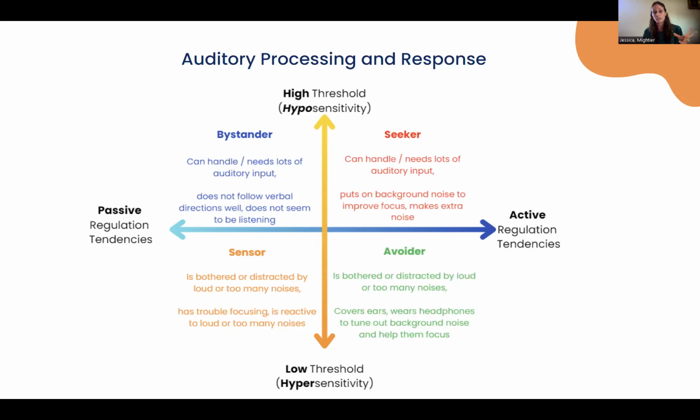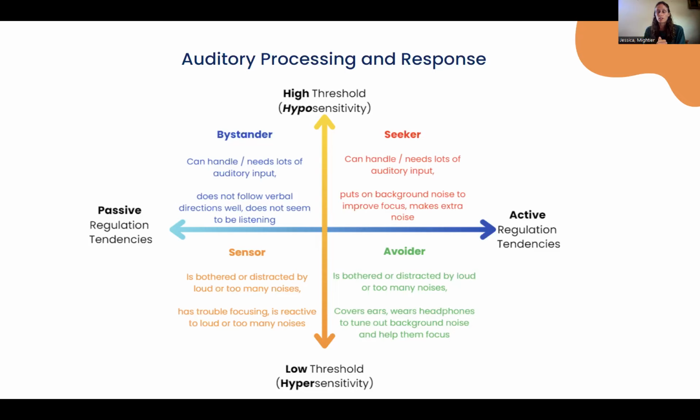Bottom left here, we have our sensor. So this is a person who has a smaller cup, lower threshold for auditory sensory input. They feel it, they sense it really intensely. They might be bothered or distracted by loud noises or by too many noises. And therefore, they're going to have trouble focusing, and they're reactive to it. So they're not necessarily cutting those things off or preemptively problem solving, but when it happens, then they're getting overwhelmed, and they're feeling that response, which oftentimes can be an emotional response as well.